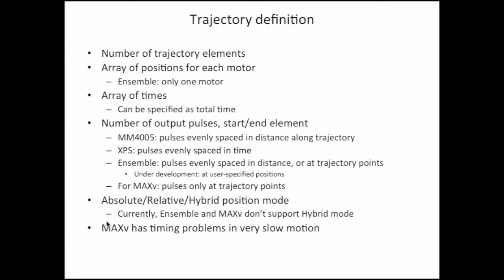And the Max-V has timing problems in very slow motion because its timer is basically the counter that is going to deliver step pulses. So if you get step pulses coming very, very slow, then your timing is going to be commensurate with 1 over the frequency of those pulses. That's going to be the timing and precision.